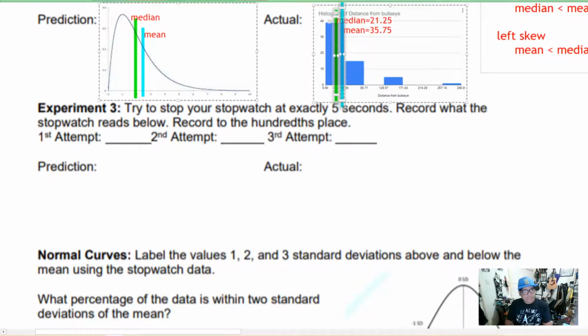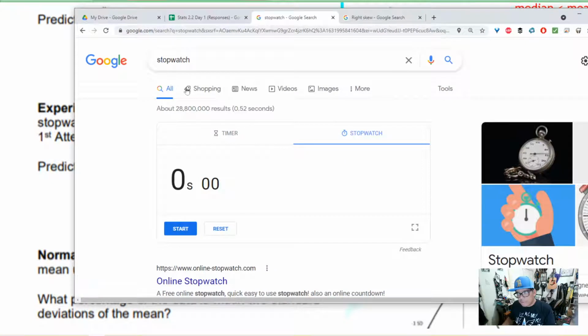Now for exercise 3, we have a distribution where we're trying to stop our stopwatch at exactly 5 seconds, and we're supposed to record what time the stopwatch reads. So let's try one of these. With Google, you just need to type the word stopwatch and it gives you a virtual stopwatch.